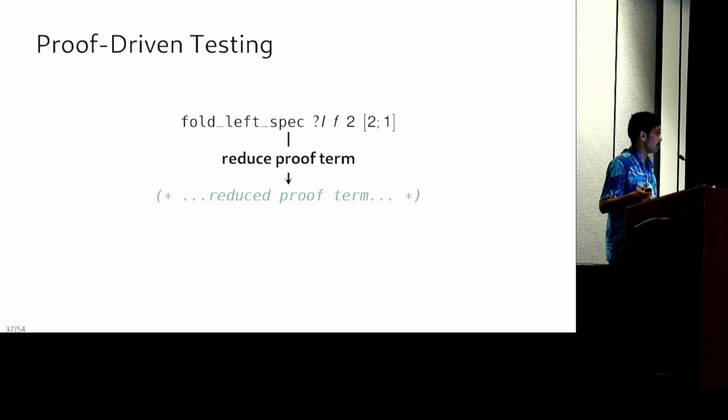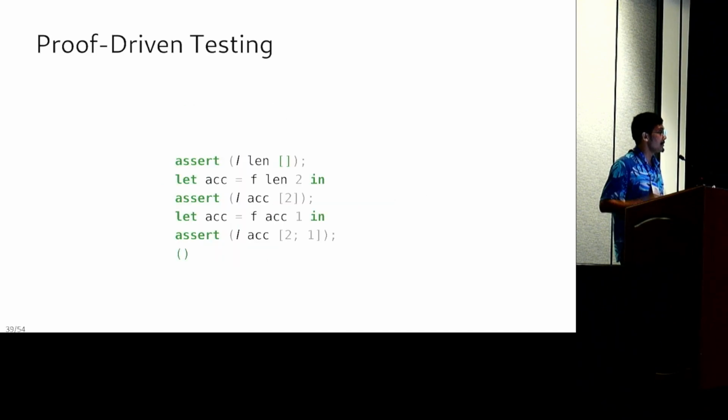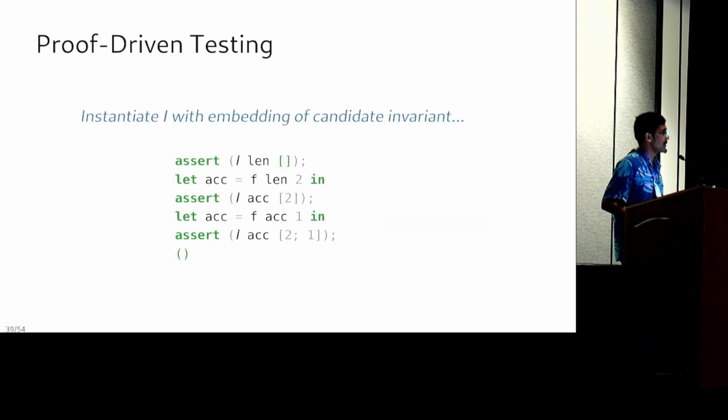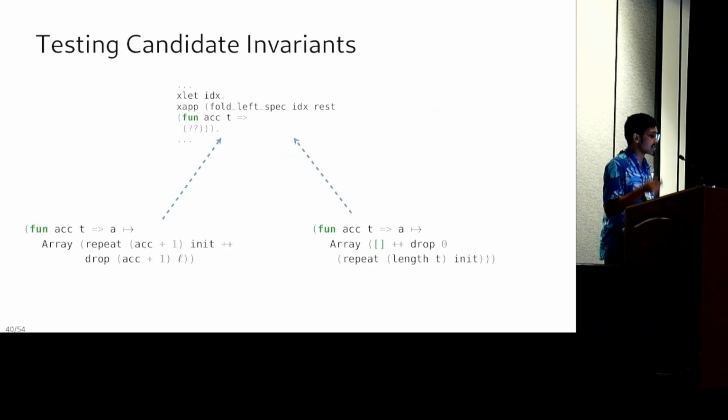Then we can take this reduced proof term and perform a lightly modified version of custom extraction for Coq, and convert this into a piece of executable code that simulates execution of fold left on concrete arguments, annotated with assertions at each intermediate program point. If we instantiate this program with a candidate invariant, we can quickly test whether the invariant holds by whether an assertion is raised during a dynamic execution. Returning to our proof, we can use this to quickly test which invariants are appropriate for our proof scripts and which ones are not.